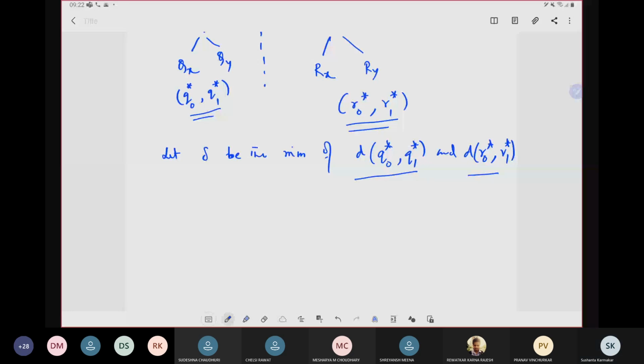Now, if I have a q in capital Q and an r in capital R, and if I happen to find such a q and r such that the distance of q comma r is actually smaller than delta, then we know that this q r is the final closest pair.